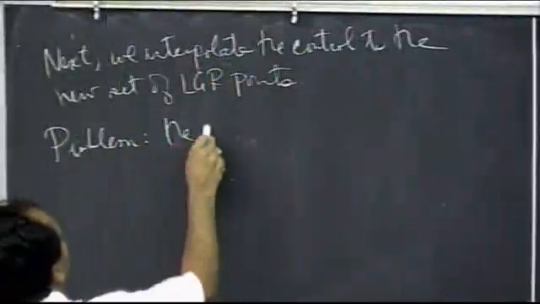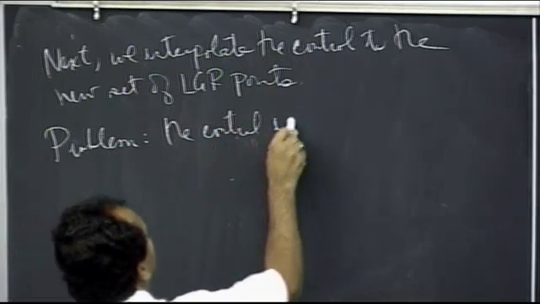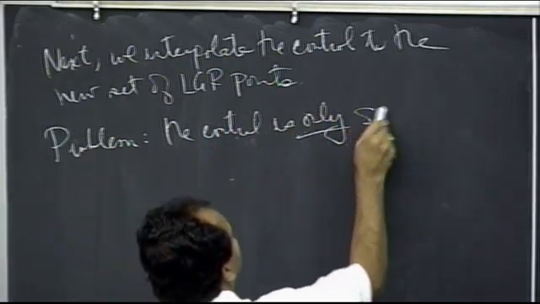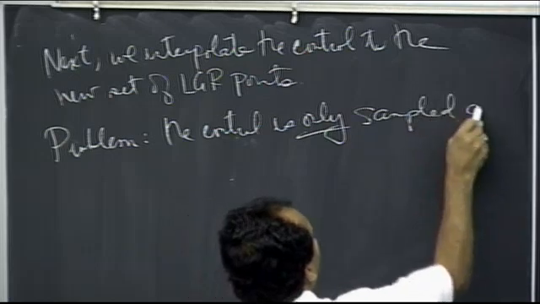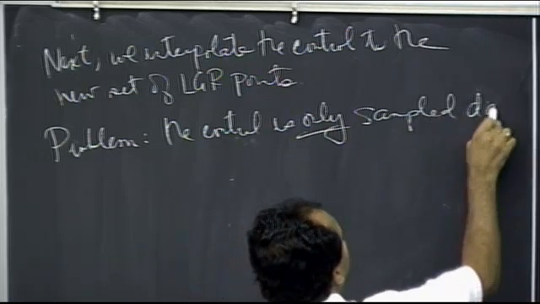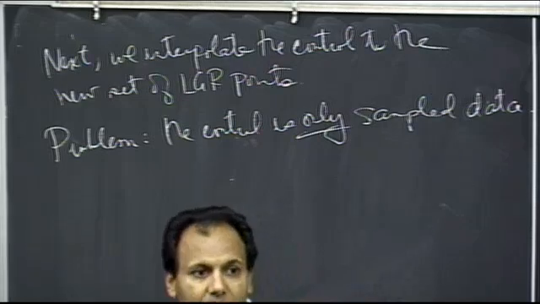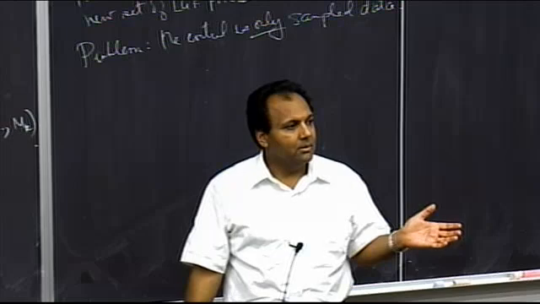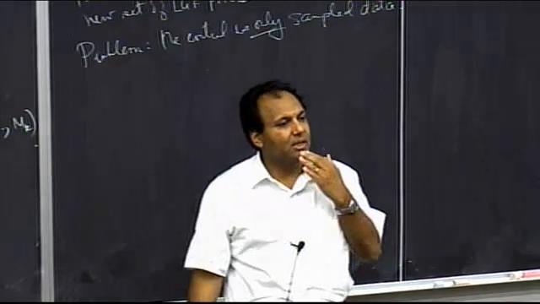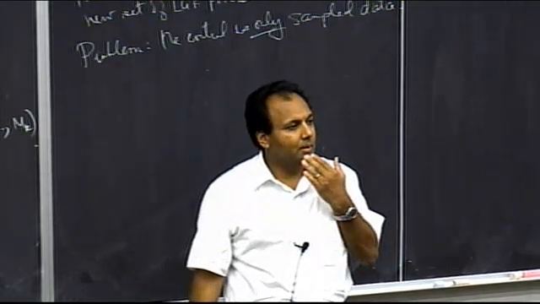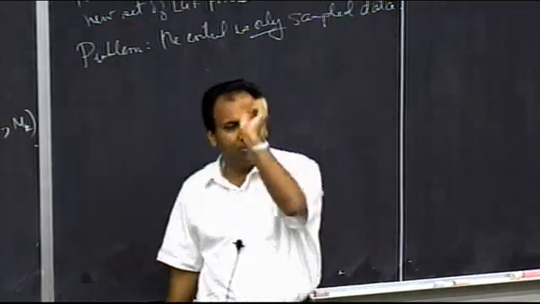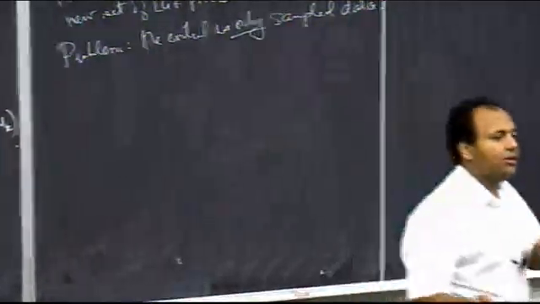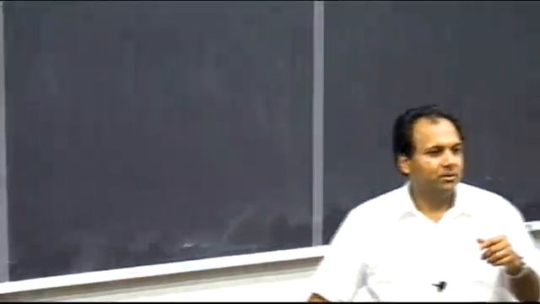So this is the problem: the control is only sample data. Everyone knows what sample data is? Does everyone know what sample data is? What is sample data? Yeah, but what is true about sample data? I sample a function at a bunch of points. If I tell you that I have a function, but I don't know what that function is, and I sample it at a bunch of points, do I now know the function?